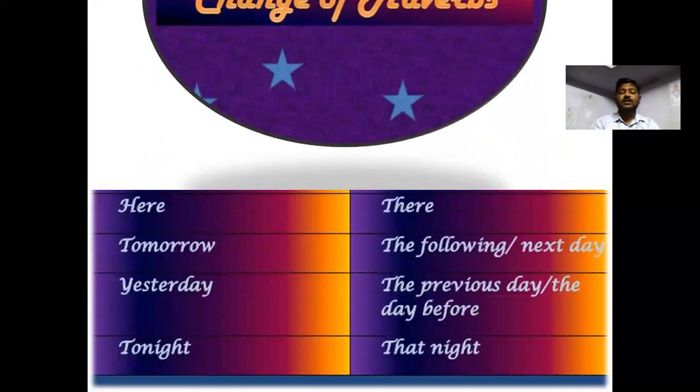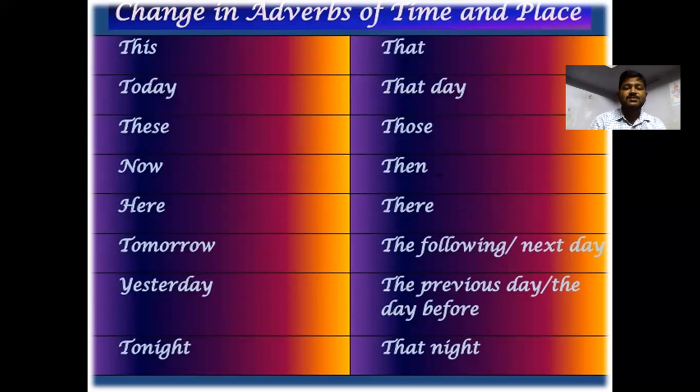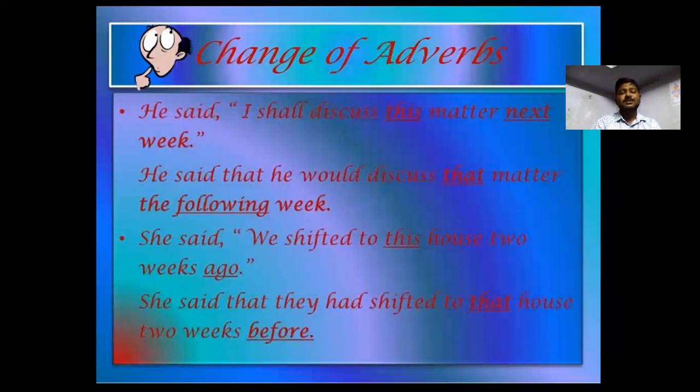And the change of the adverbs you can observe here. This becomes that, today becomes that day, these becomes those, now becomes then, here becomes there, tomorrow becomes the following day or the next day, yesterday becomes the previous day or the day before, tonight becomes that night. Look at the examples. He said, "I shall discuss this matter next week." He said that he would discuss that matter the following week. Shall becomes would, and this becomes that.